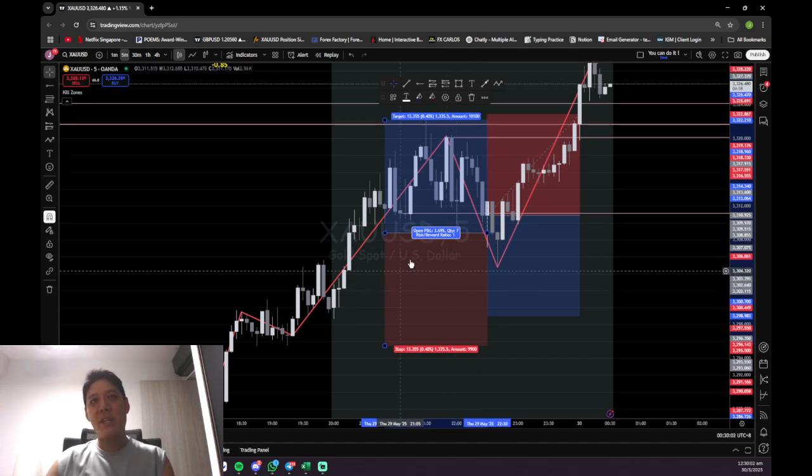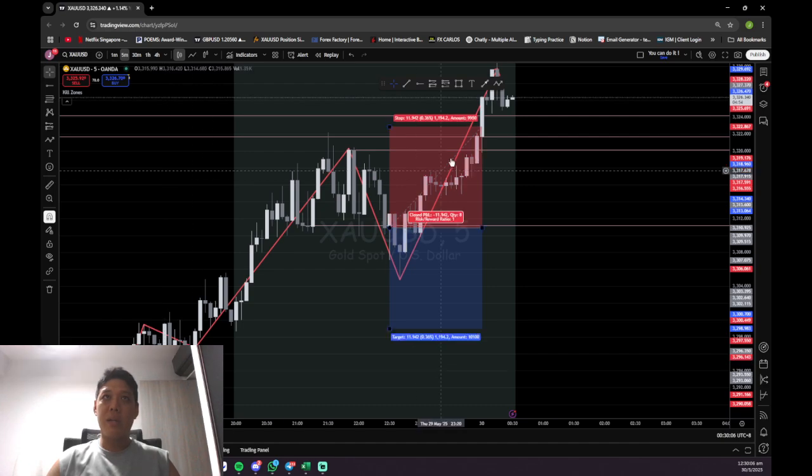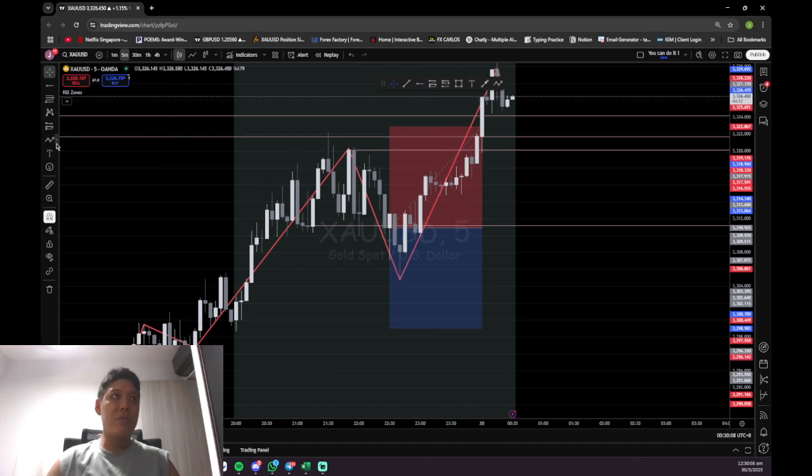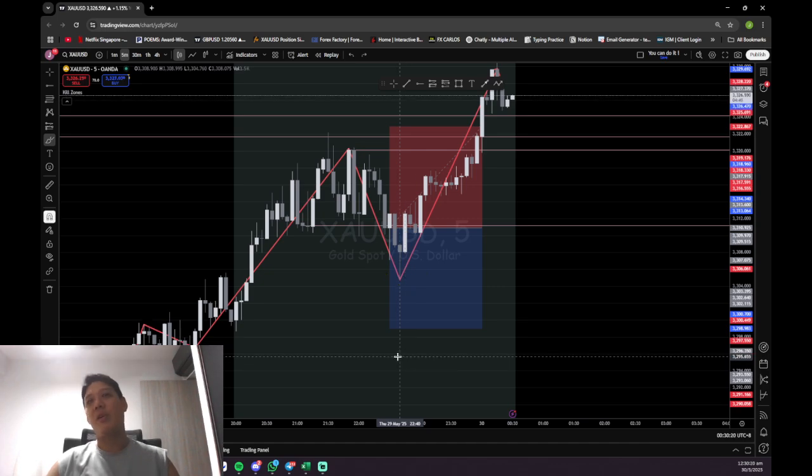So end of the day, this is a break even trade if I ever take it. Now, it is still making higher high, higher low, and higher high. So now this is the higher low. So with this, it is safe to say that it is still on the uptrend.